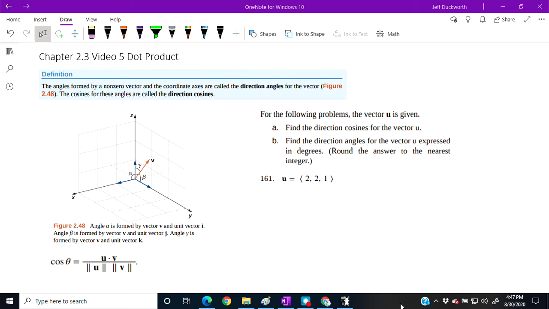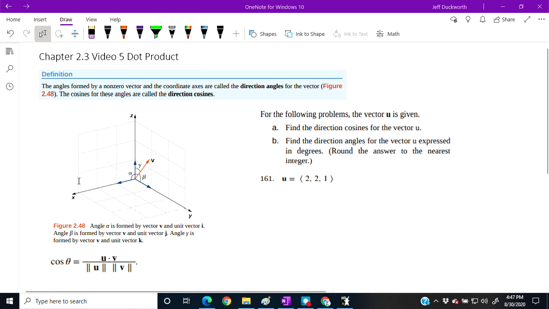All right, we're going to look at this definition here. The angles formed by a non-zero vector and the coordinate axes are called direction angles. For the vectors, the cosines of these angles are direction cosines. So what we're going to be doing is using the unit vectors and our formula for cosines.